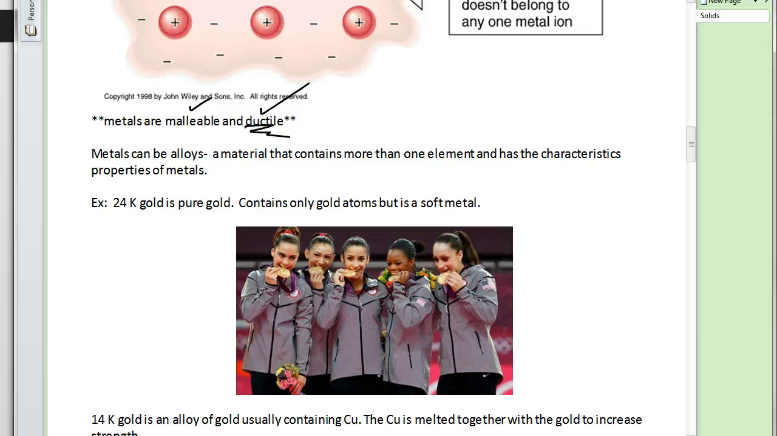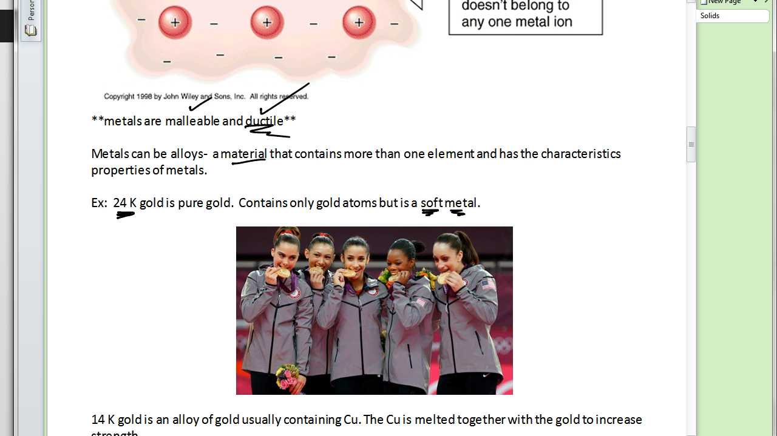Now, we can also have metals that are alloys. An alloy is a material that contains more than one element and has the characteristic properties of a metal. For example, 24 karat gold is considered pure gold. There's nothing but gold atoms in 24 karat gold. The problem with 24 karat gold is it's a very soft metal.